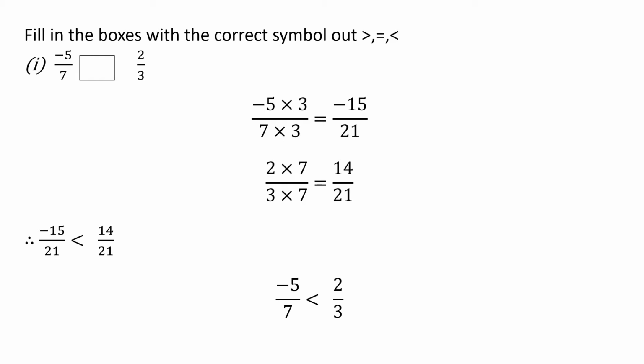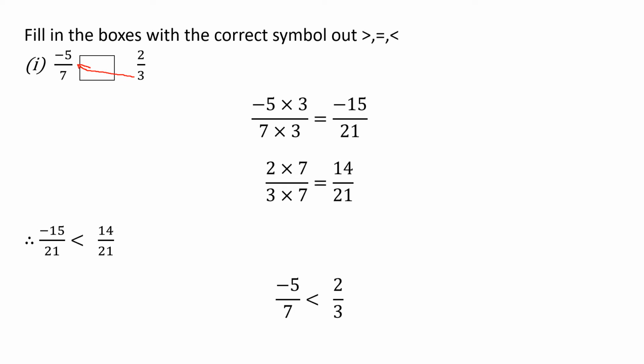So you can go for cross multiplication or you can go for LCM method. Here 7 is a prime number, 3 is a prime number. So we can go for cross multiplication method. Minus 5, so with this 3, we will multiply this numerator and denominator. Minus 5 into 3, 7 into 3.